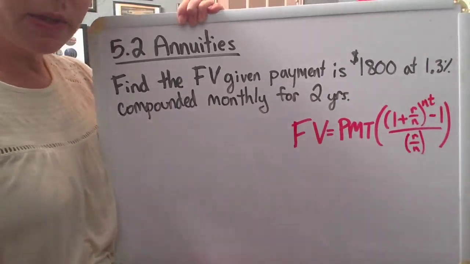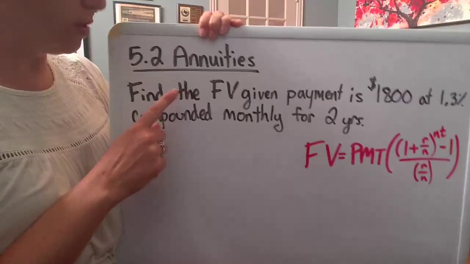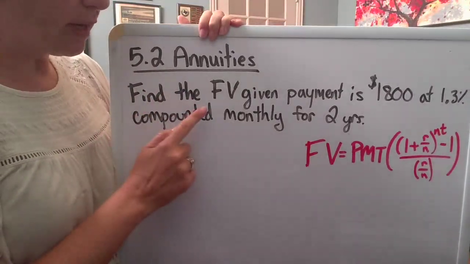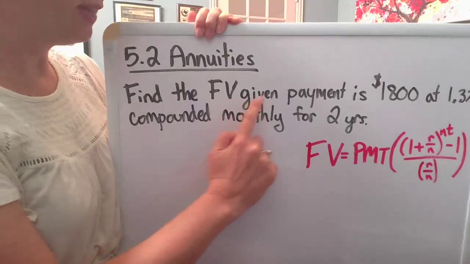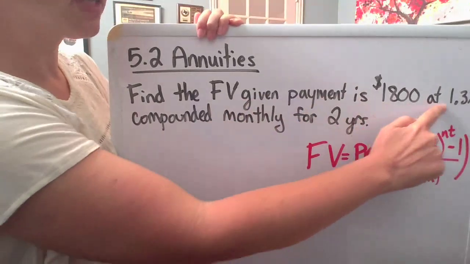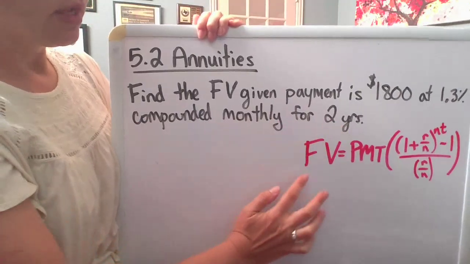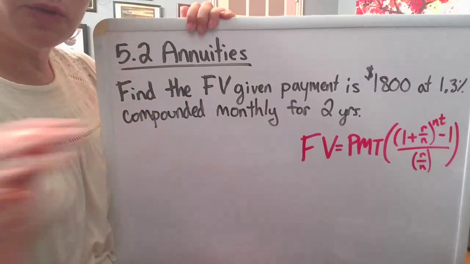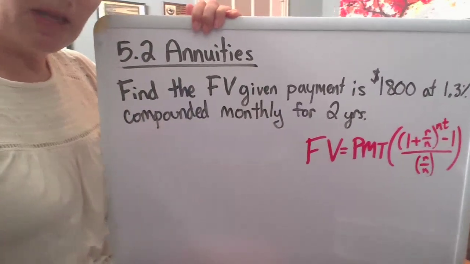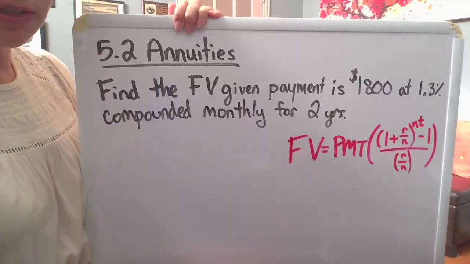All right, I had a question about 5.2 annuities, and it said to find the future value, that's what FV stands for, given the payment is $1,800 at 1.3% compounded monthly for 2 years. Now, this formula is similar to what's given to you in MathLab. However, I kind of changed it up just a little bit.